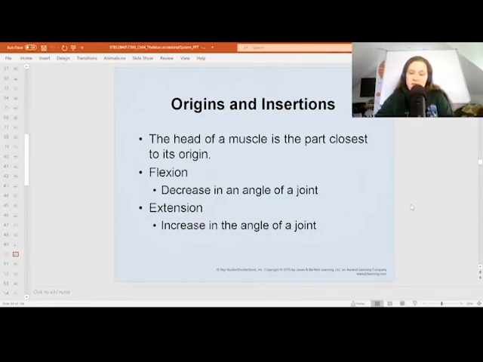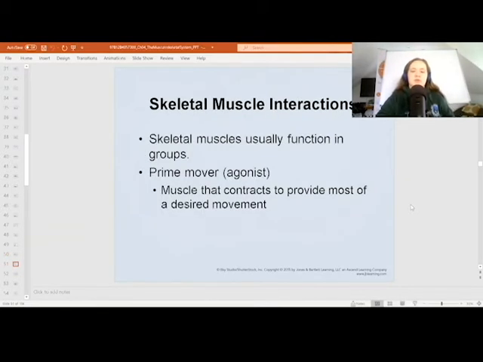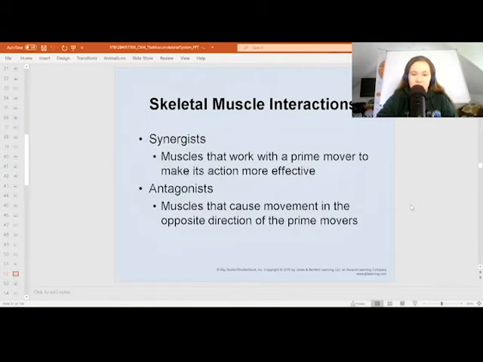Flexion is the decrease of the angle of a joint, and extension is the increase of the angle of a joint. Skeletal muscles usually function in groups. The prime mover, or agonist, is the muscle that contracts to provide most of the desired movement. Synergists are muscles that work with a prime mover to make its action more effective. Antagonists are muscles that cause movement in the opposite direction of the prime movers.